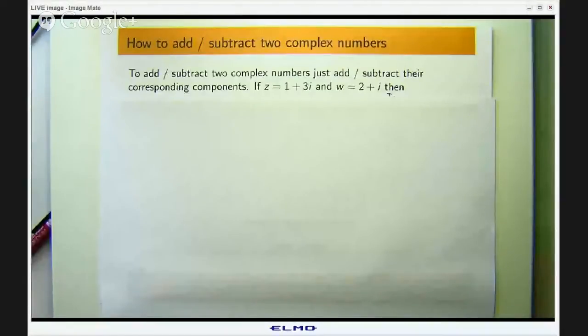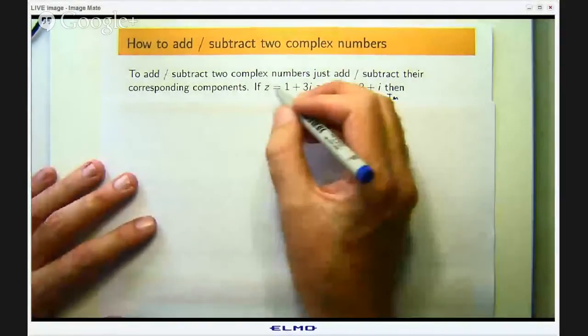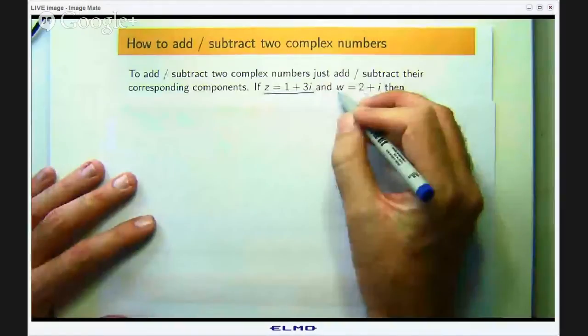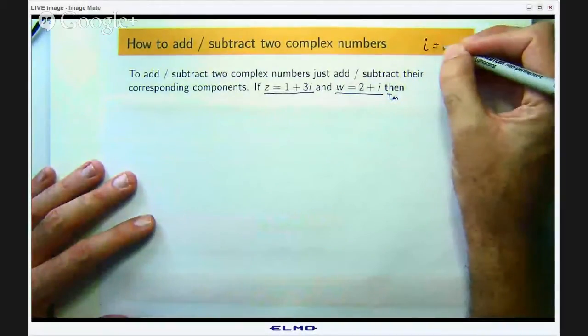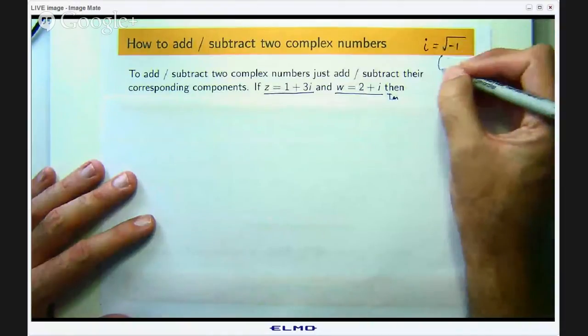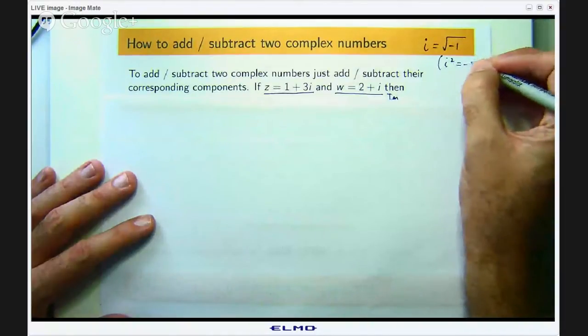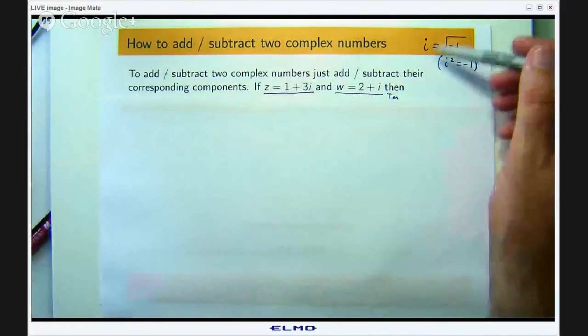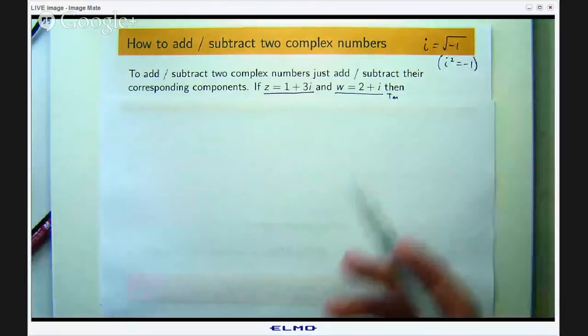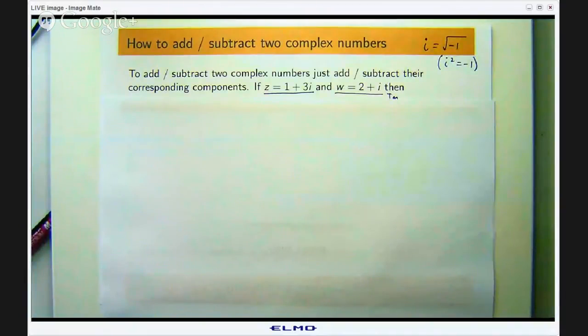Okay, so here I've got two complex numbers, say Z and W. Remember, i is defined to be the positive square root of -1, and i satisfies i squared equals -1. That's not necessary to understand what we're doing here, but that's just what the i means, okay, the imaginary unit.